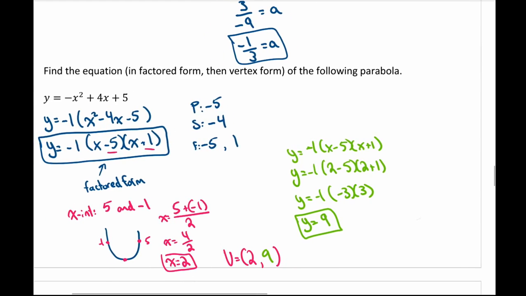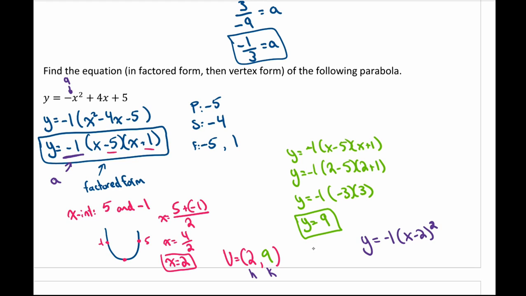Now, to write out my equation in vertex form, I have my h, I have my k. My a value I can get from the factored form or the vertex form, because again, the a value is always the same. So for vertex form, it'll be y equals -1 times x minus h, so x minus 2 squared, plus k, which is 9. So here is my vertex form.